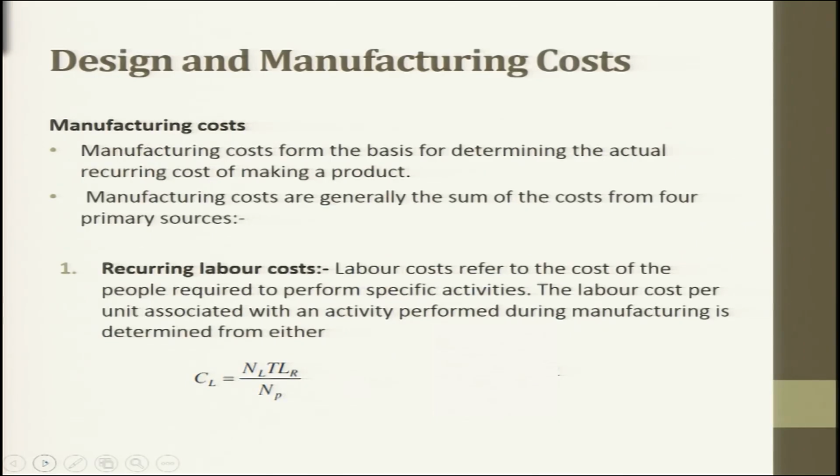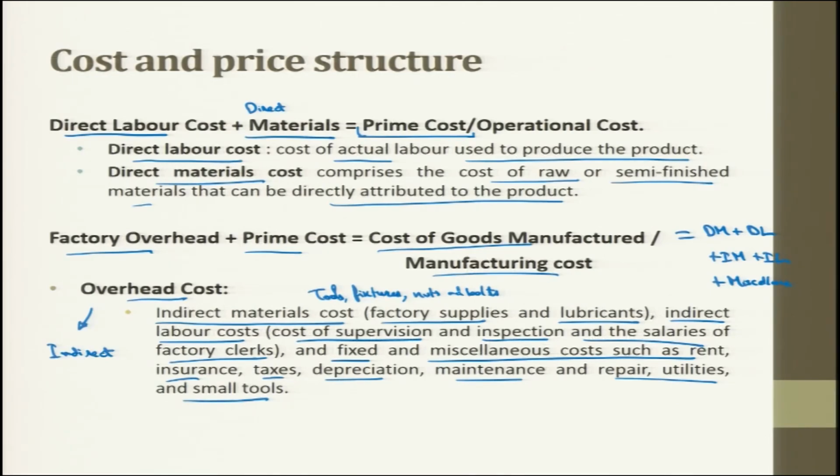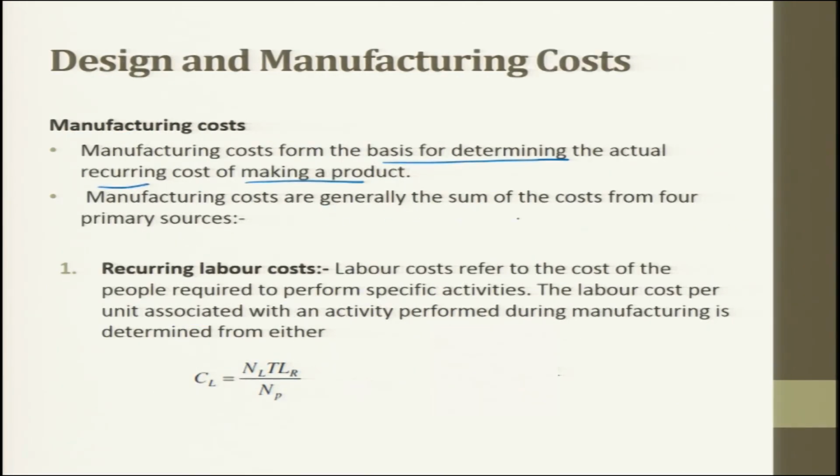Now, design and manufacturing costs. First is manufacturing costs. Manufacturing costs form the basis for determining the actual recurring cost of making a product. Actual cost that is there to make a product is manufacturing cost, that we have just discussed here. Manufacturing costs are generally the sum of the costs from 4 primary sources. So, what are those primary sources?